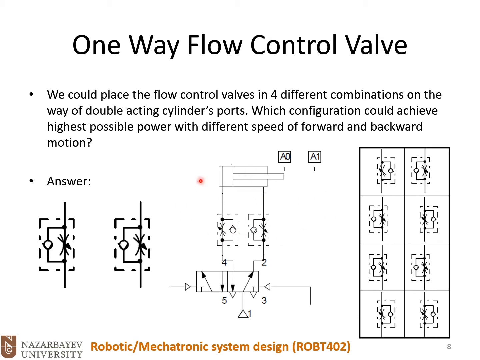I strongly recommend you to open one of your example homeworks and install these one-way flow control valves and check different combinations, change the throttle opening, double click on them, change the throttle opening, and see how it affects the speed of the piston.